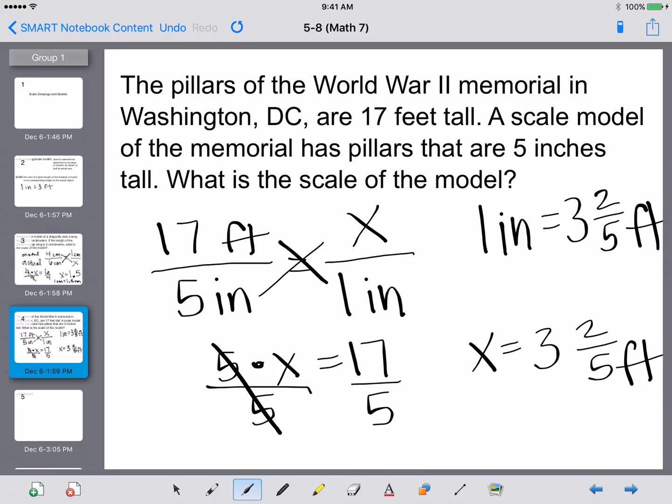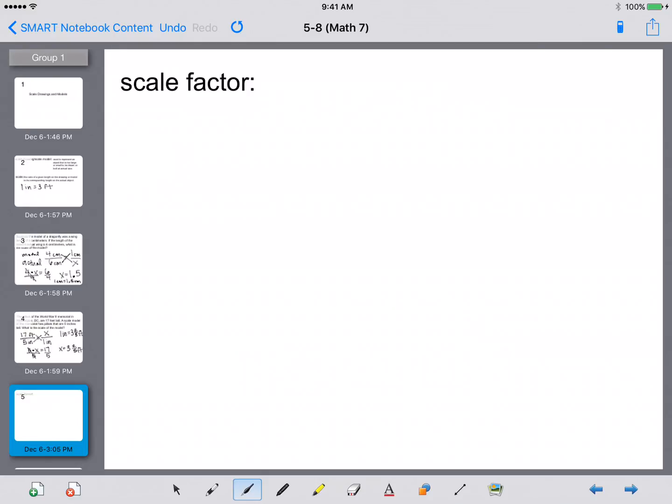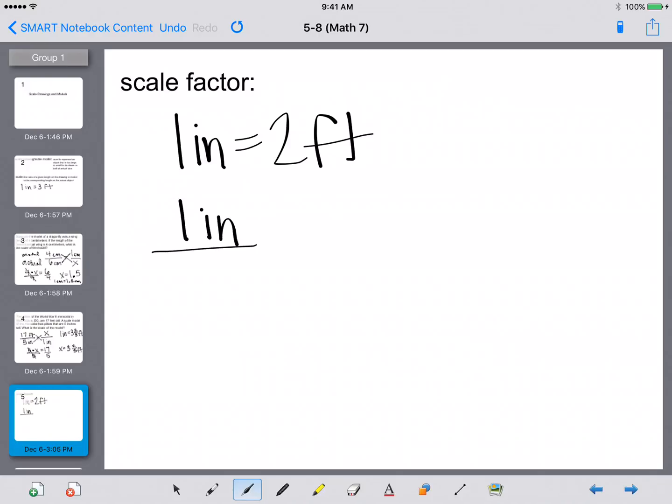So what a scale factor is, is a scale having the same units. So if our scale is 1 inch equals 2 feet, we want to get that so they're both in inches. We want them to have the same units. So we know that we can write this as a fraction, 1 inch to 2 feet.